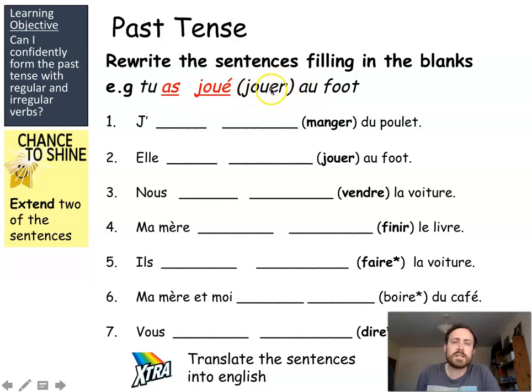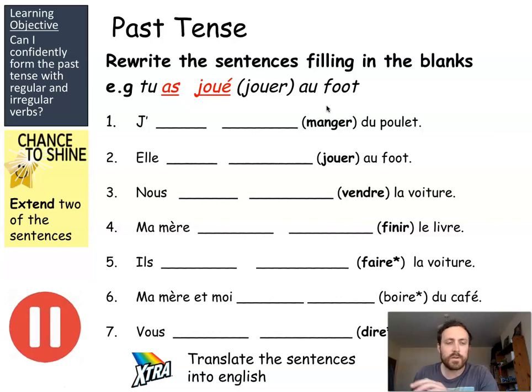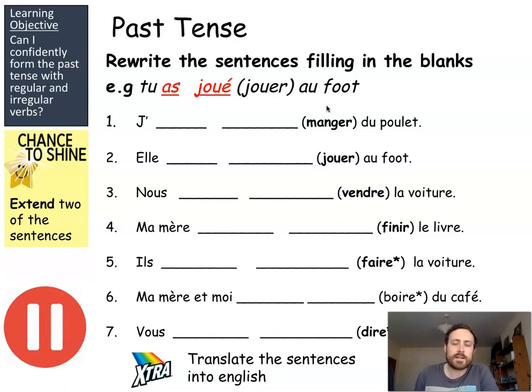Jouer au foot, so this is an ER verb. It takes avoir, like all of these verbs, they take avoir. So tu as, and jouer, J-O-U-E with an accent, au foot would be the correct answer for that. If you want to translate them as well, that's another extension task that you can do. So now's your chance to pause the video and have a go at that exercise.